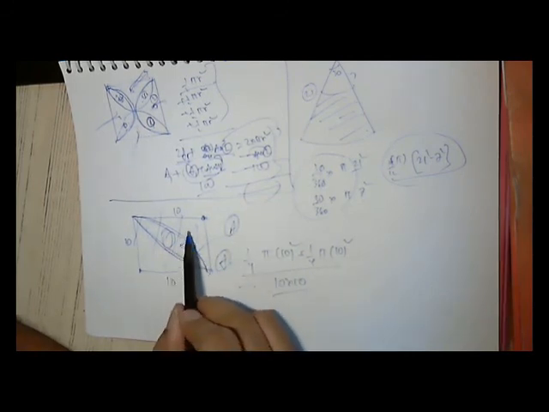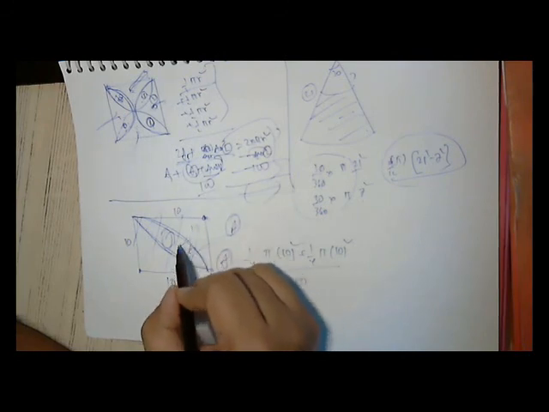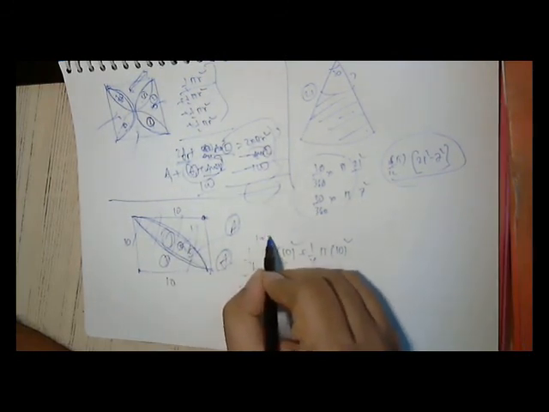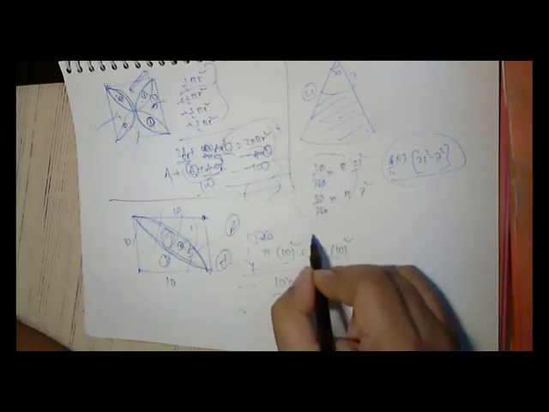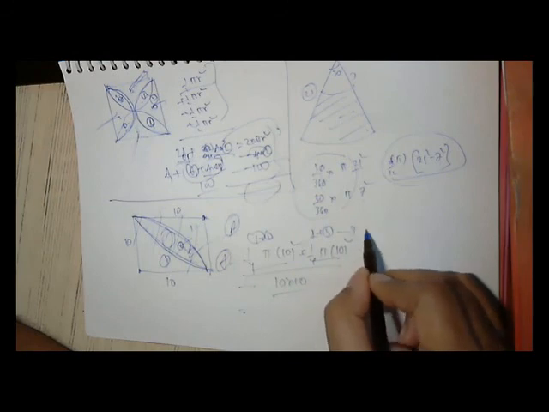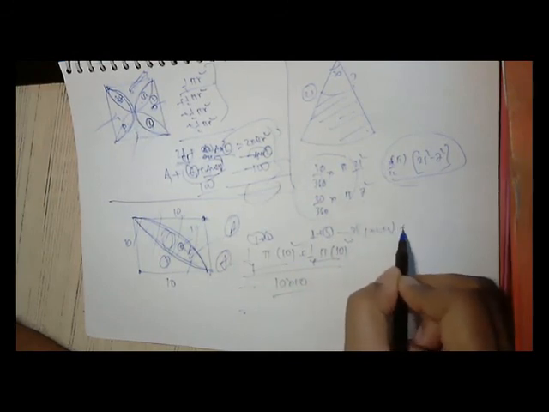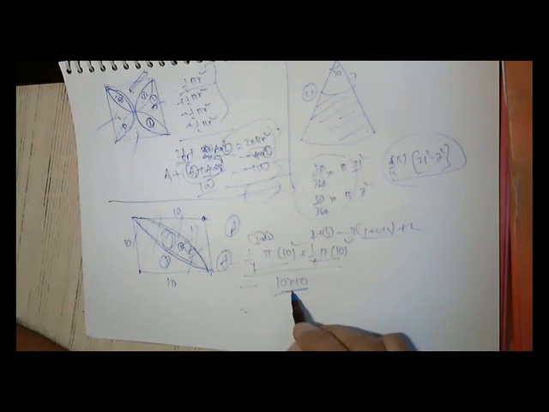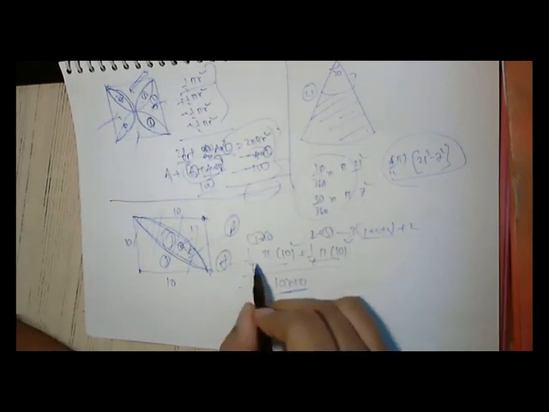How did I get it? Suppose the regions are 1, 2, 3. What is the first one? It is 1 plus 2. What is the second one? It is also 2 plus 3. So I am adding 1 plus 2 plus 3 plus 2. But 1 plus 2 plus 3 is 10 into 10. So I have to simplify. This becomes half.